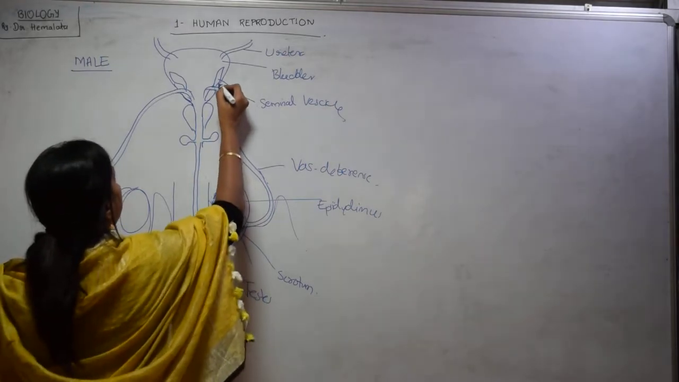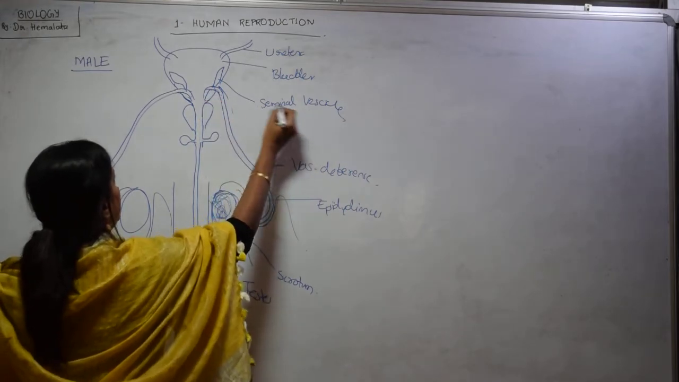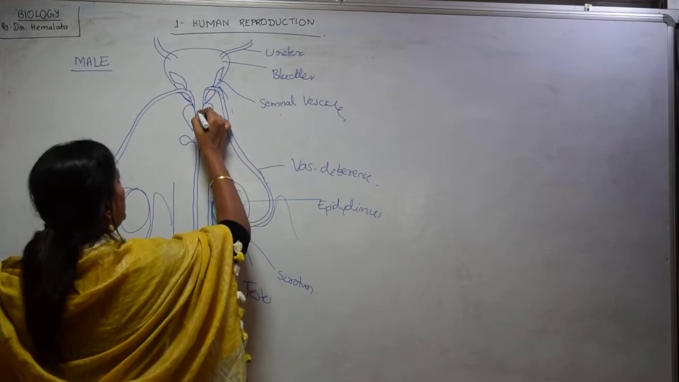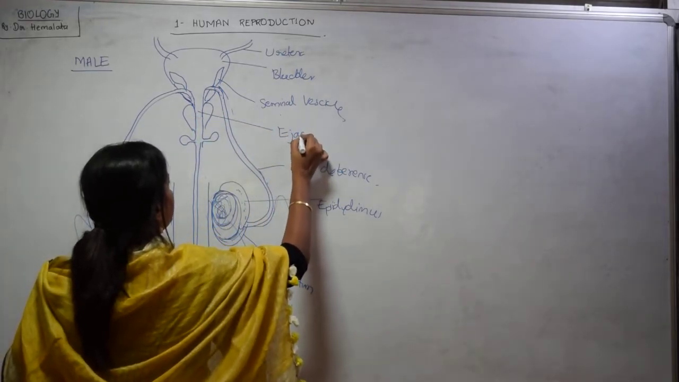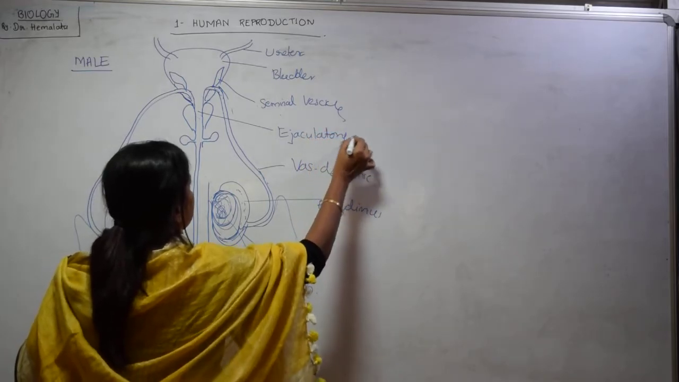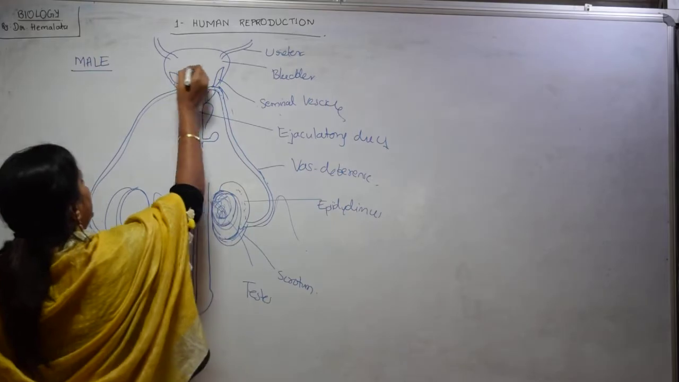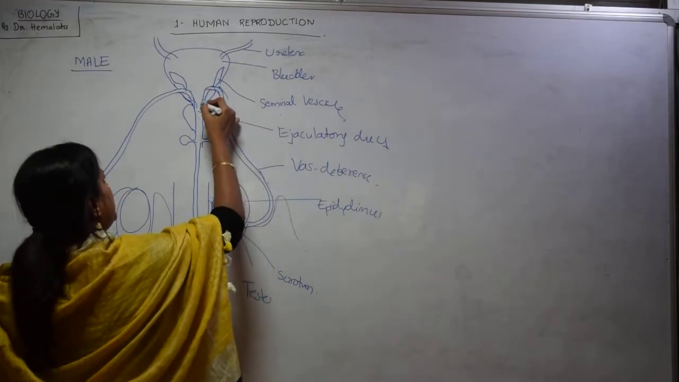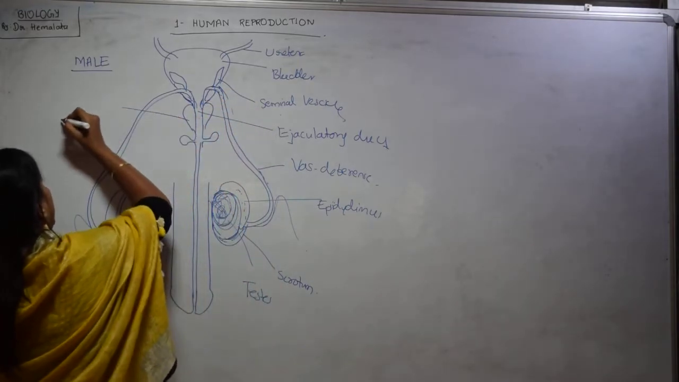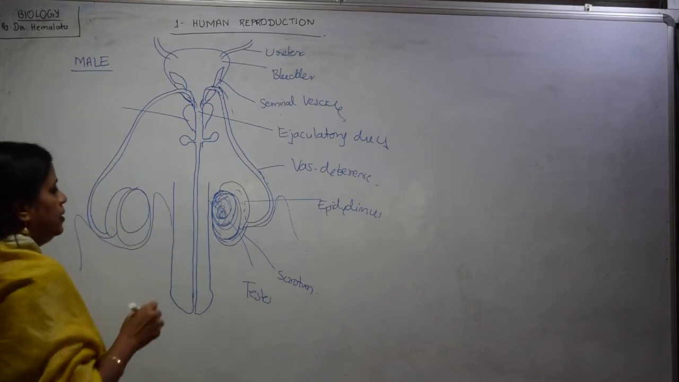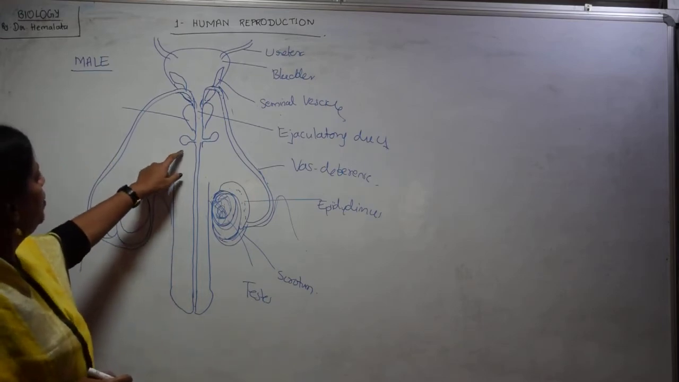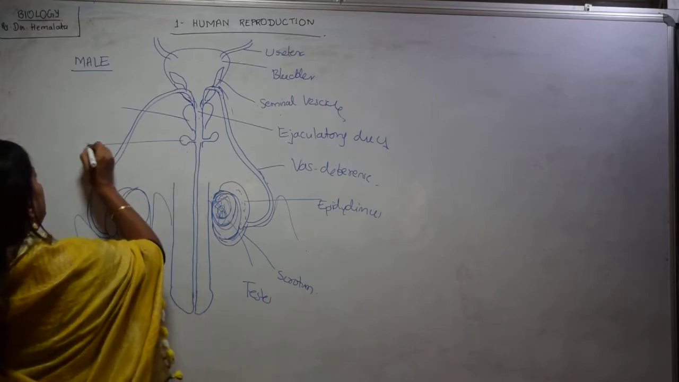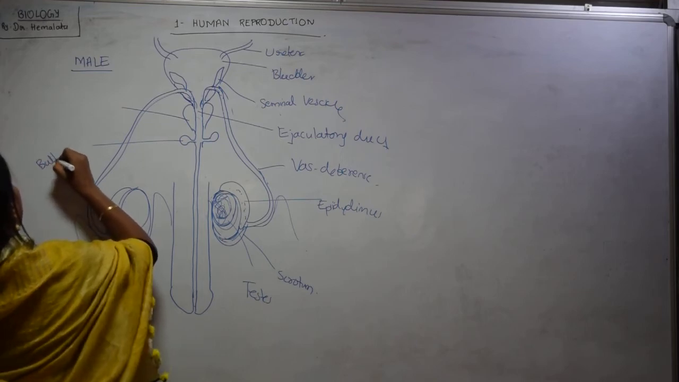Then they are all joining here. This is the seminal vesicle. They are opening here into the common duct, which we call the ejaculatory duct, where the urinary bladder also opens and our seminal vesicles or the vas deferens also open here. And this part is called the gland. I told you this is the bulbourethral gland, and this is the other gland. So this is the bulbourethral gland.